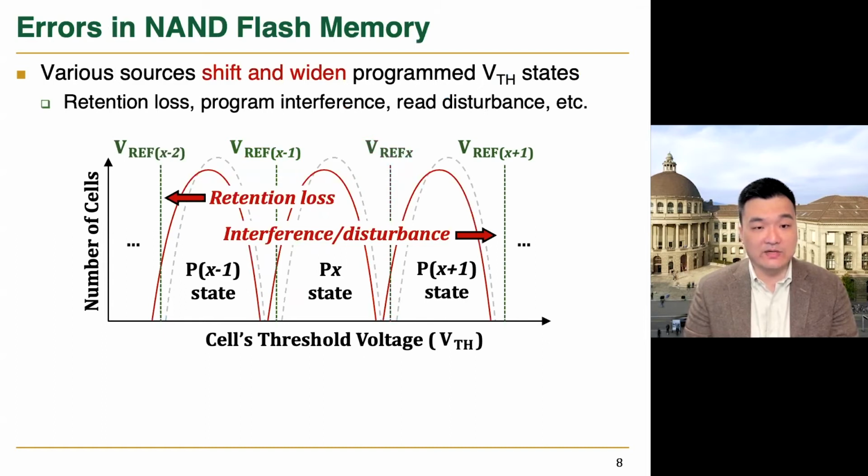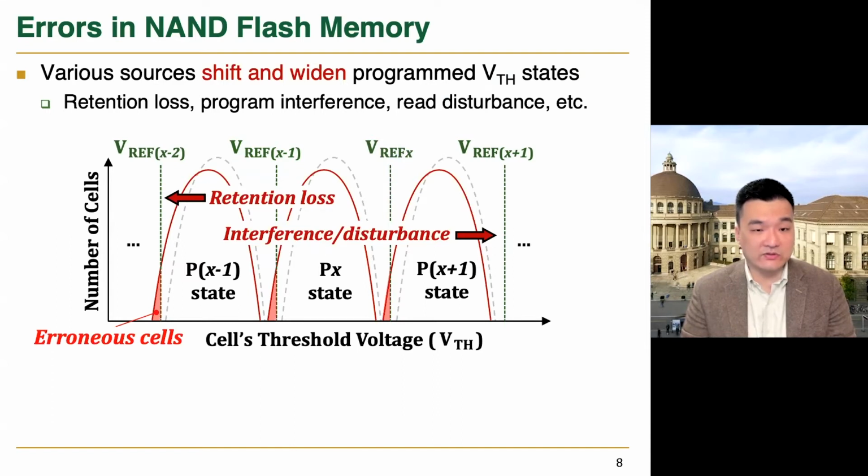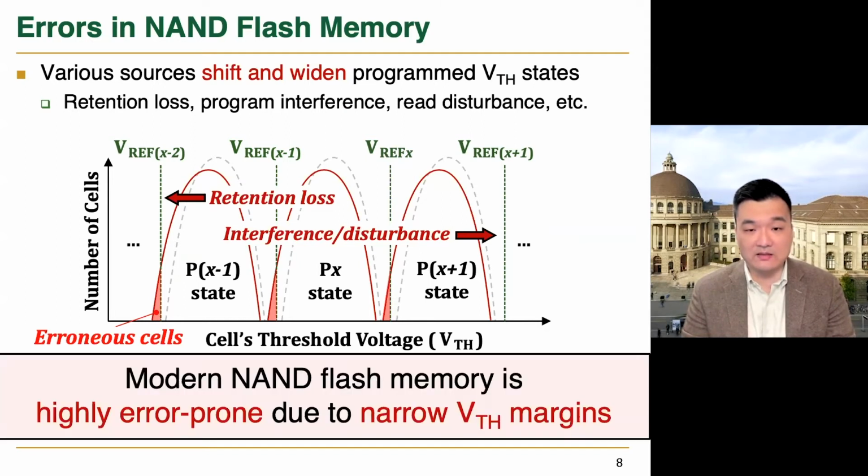In NAND flash memory, various error sources like retention loss, program interference, and read disturbance shift and widen programmed threshold voltage states. If a cell's threshold voltage value moves beyond the corresponding read reference voltage, reading the cell incurs an error. And this happens quite frequently, meaning that modern NAND flash memory is highly error-prone due to the narrow margins between threshold voltage states.